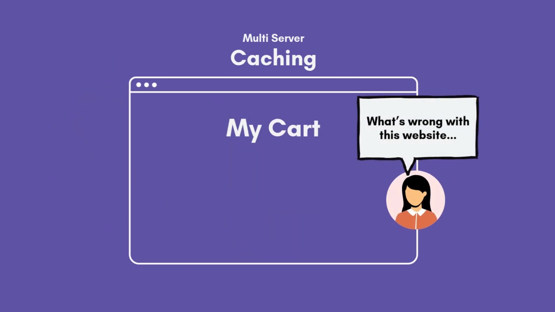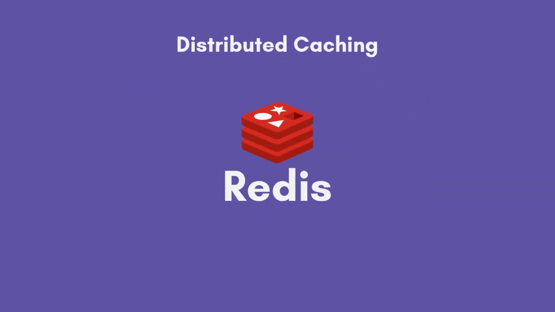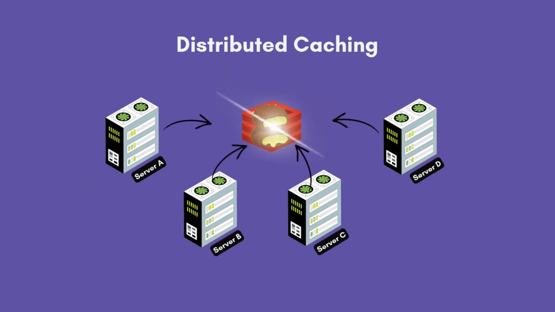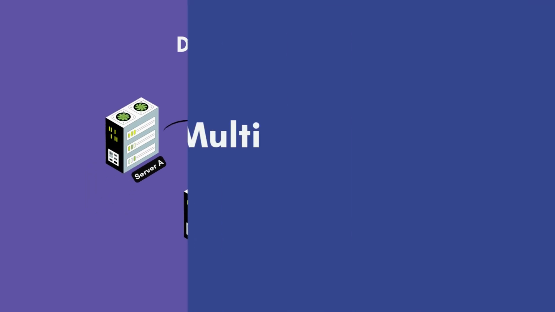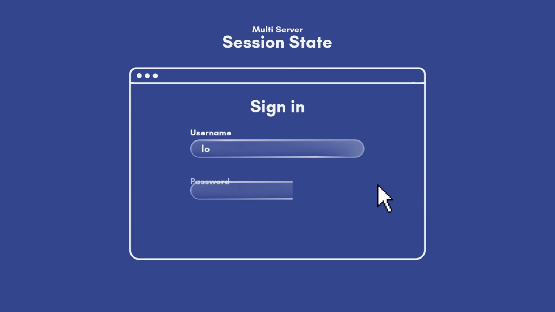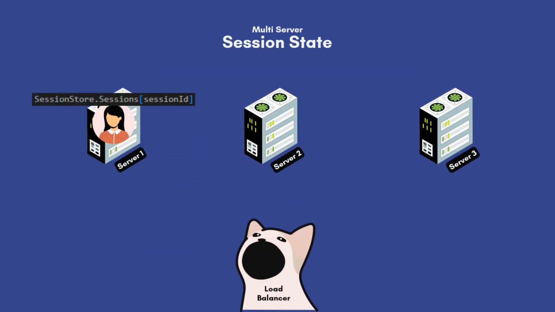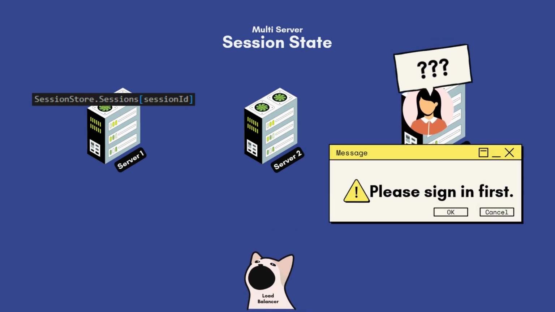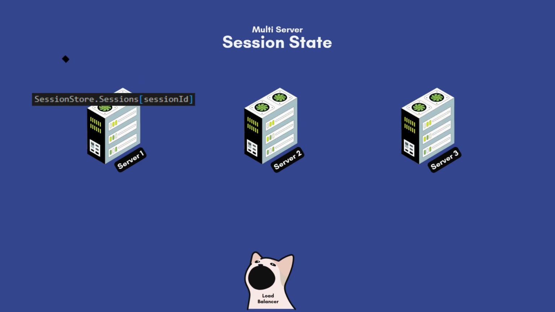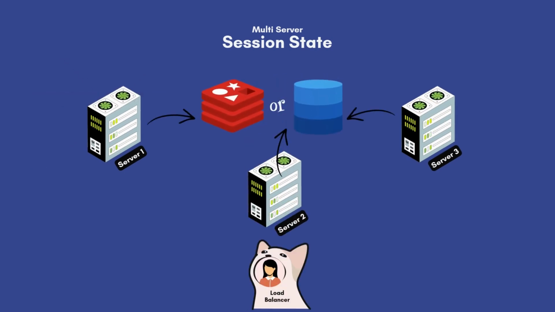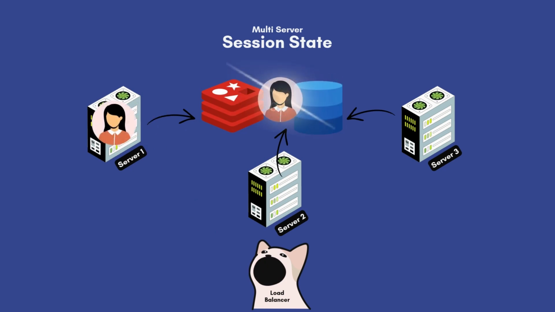That's why distributed caching solutions like Redis exist. Instead of storing cache inside a single server, all servers share the same cache. The same challenge appears with session state, such as authentication and user sessions. A user logs in through server 1, but their next request goes to server 3. How does server 3 know the user is already authenticated? In production systems, we usually avoid relying on local session storage and instead use shared session storage or token-based authentication, so every server can validate the user consistently.